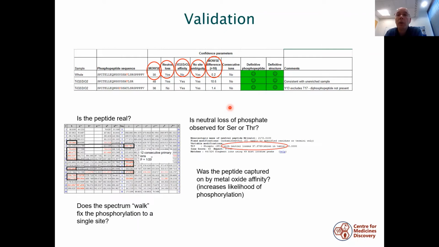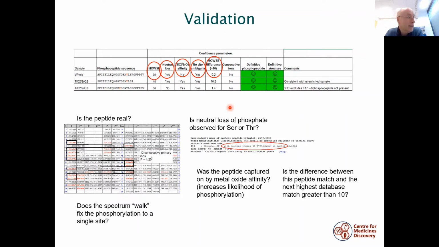Another factor is, when all the Mascot scores for the peptides are ranked, is the difference between that peptide match and the next highest match in the database greater than 10? If it is, that also increases the likelihood that it is a good match, that it's a valid phosphopeptide. And finally, consecutive ions: when we do the spectrum walk, do these ions include the flanking ions either side of the phosphorylation site?